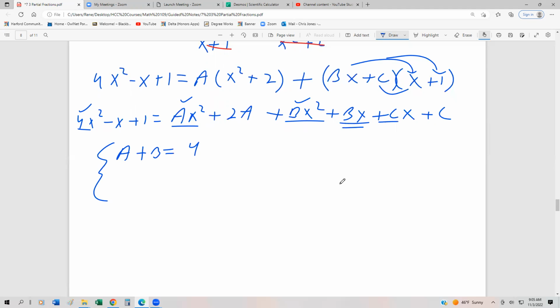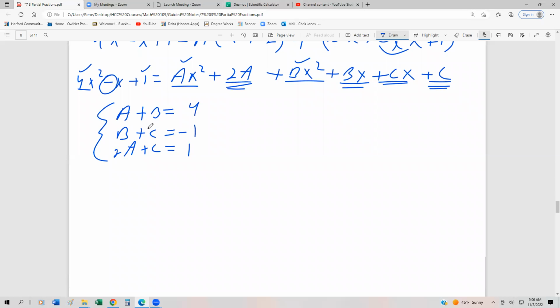For the x's, we have Bx plus Cx. So we have B plus C is equal to negative 1. That's the coefficient of the x. And then finally, terms that have no x's in them: 2A plus C, and that's going to be equal to positive 1. All right. Now, how do we solve this system? Well, we could solve either of the first two equations for either B or C, and then substitute back in. Let's just solve this second equation for C.